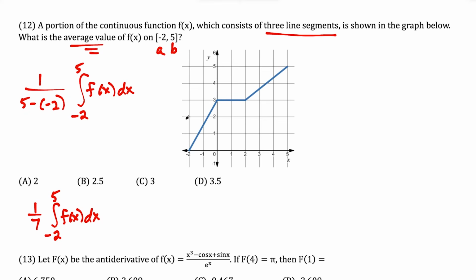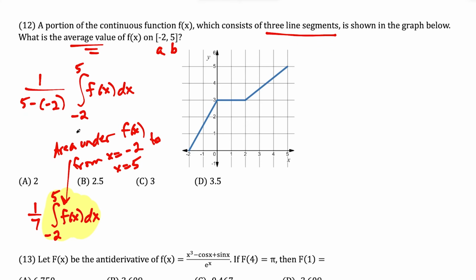Your best bet here is just to use geometry, because remember, the meaning of this definite integral, if we highlight this piece, the meaning of this definite integral from unit 6, we have to know, is the area under the curve, the area under f of x from x equals negative 2 to x equals 5. One thing to be mindful of, though, when I say area under f of x, technically I should say area between f of x and the x-axis, but that's what I mean when I say the area under f of x from negative 2 to 5.